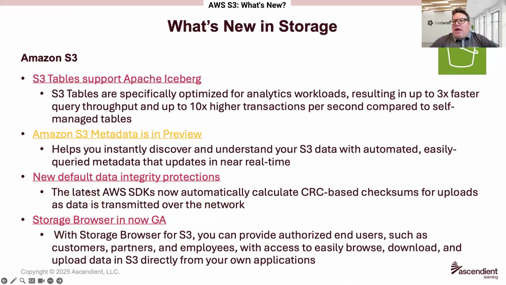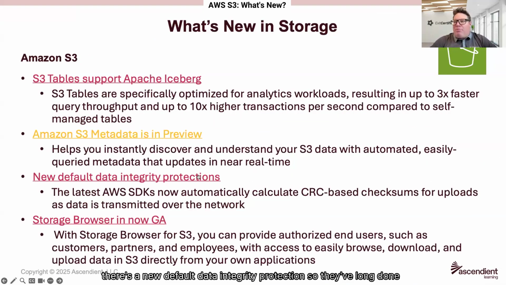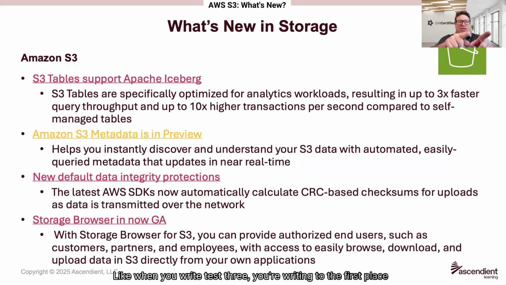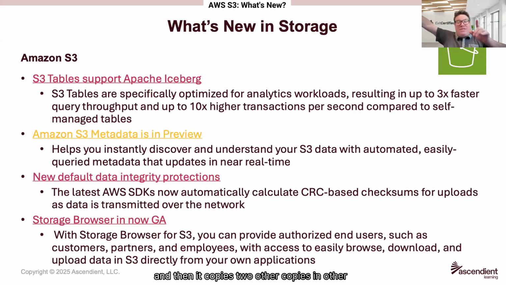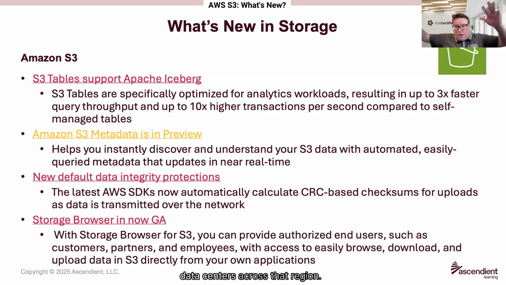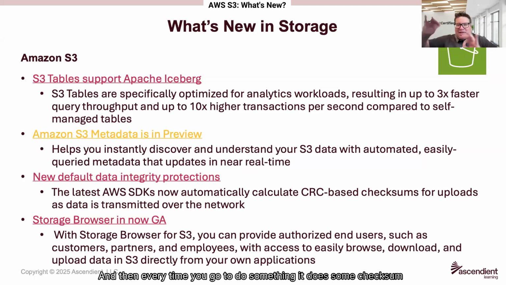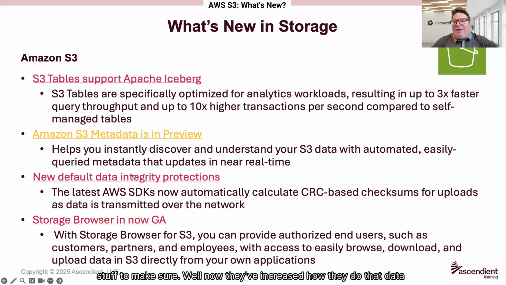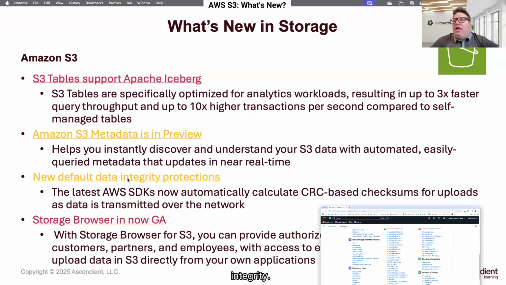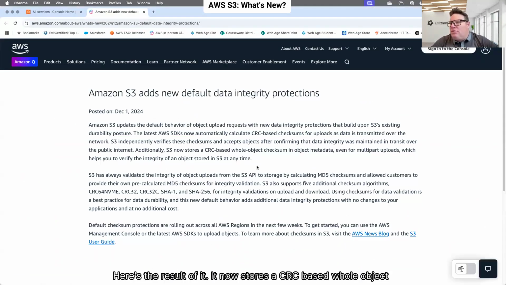A couple of others. There's a new default data integrity protection. They've long done some sort of hashing. When you write to S3, you're writing to the first place, and then it copies two other copies in other data centers across that region. Then every time you go to do something, it does some checksum work to make sure. Well, now they've increased how they do that data integrity, and here's the result of it.